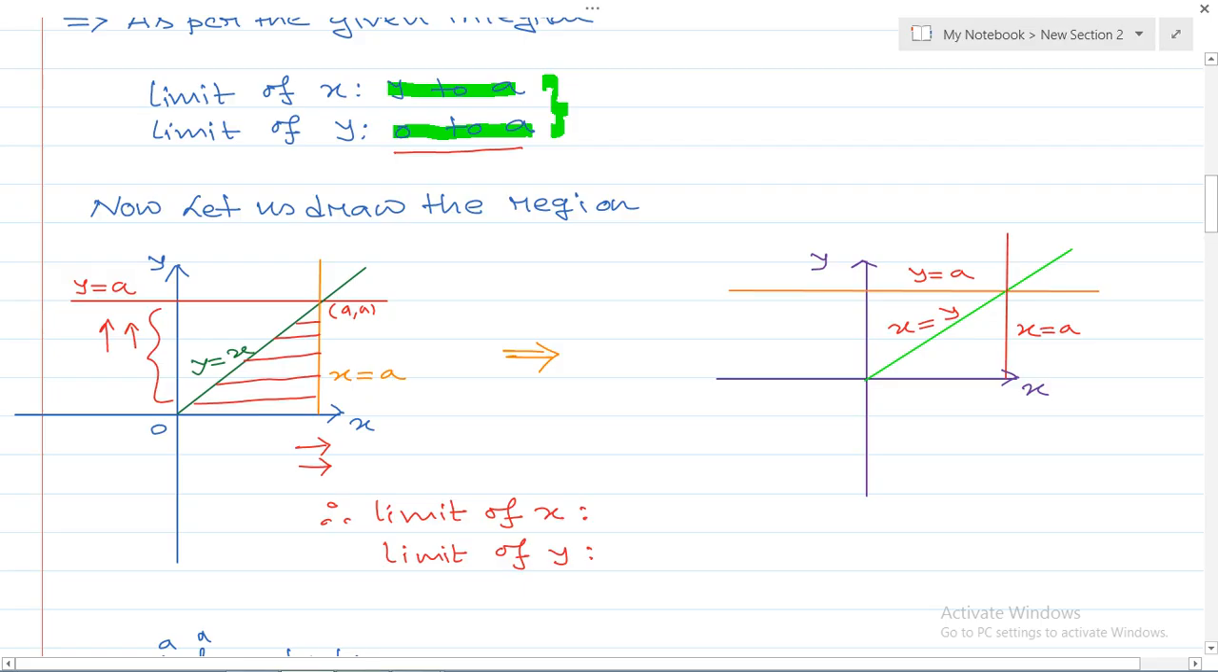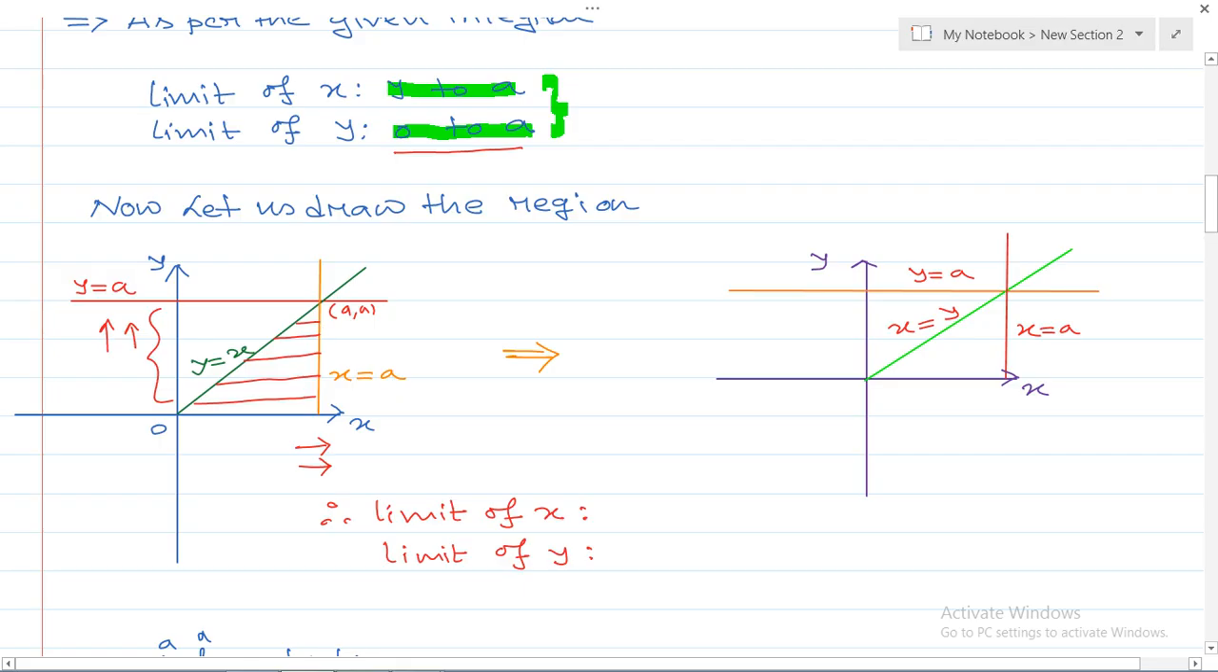It is given in the question. Now the same diagram we have to redraw and we have to change the limit. So how to change the limit? The same diagram we have drawn, y equal to x, y equal to a, and x equal to a. Previously we have shaded the region by horizontal lines.